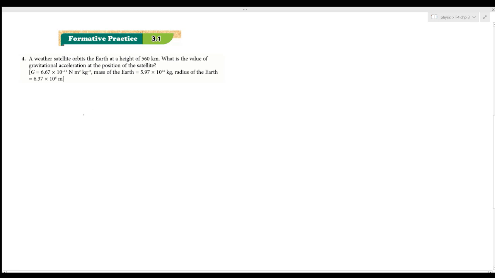Okay, a satellite orbits the Earth at a height of 550 km. So this is our satellite. Calculate the value of the gravitational acceleration. And we know that the gravitational force will be equal to the universal force.